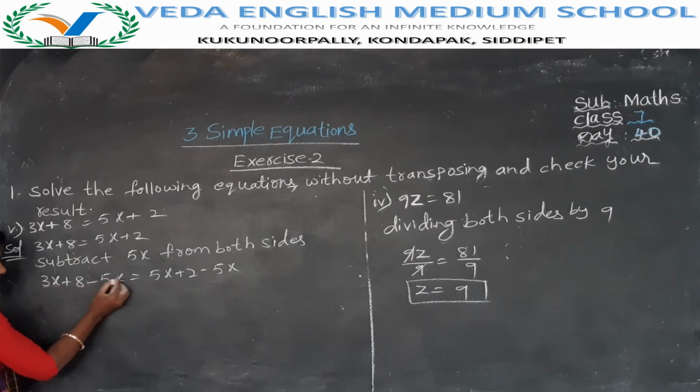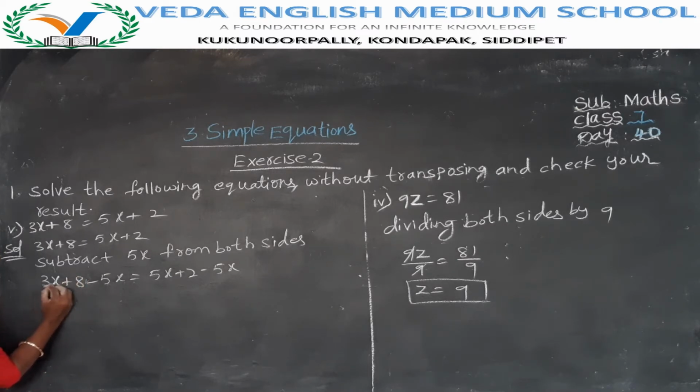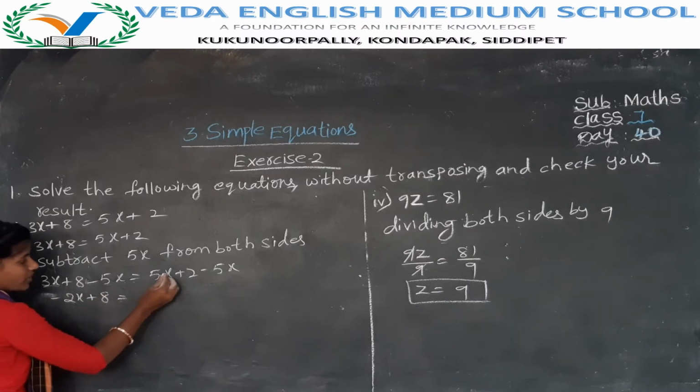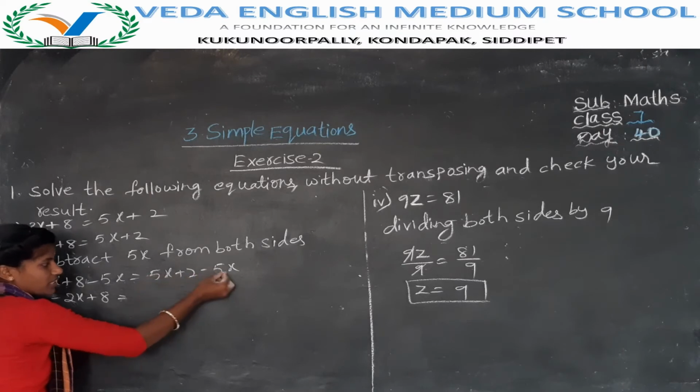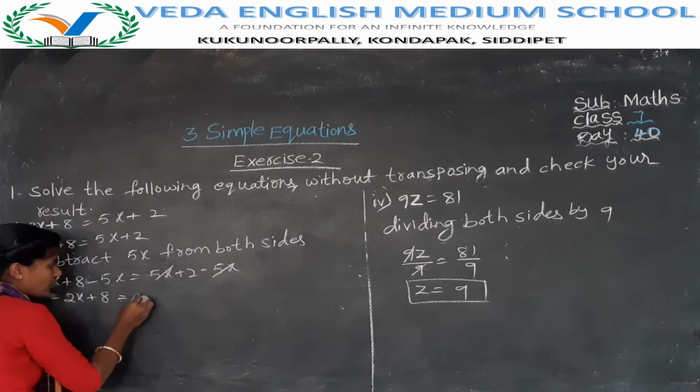It is 3x, it is 5x, but here there is no x to subtract. It is only a numerical number. Don't subtract a numerical number from a simple equation. You have to subtract the same terms. Now 3x and 5x both are the same terms, so you can subtract, otherwise write like this only. 3x minus 5x is equal to minus 2x plus 8 is equal to 5x minus 5x plus 2. Same numbers with opposite symbols. It is plus 5x, it is minus 5x. So it gets cancelled, only 2 will be left.